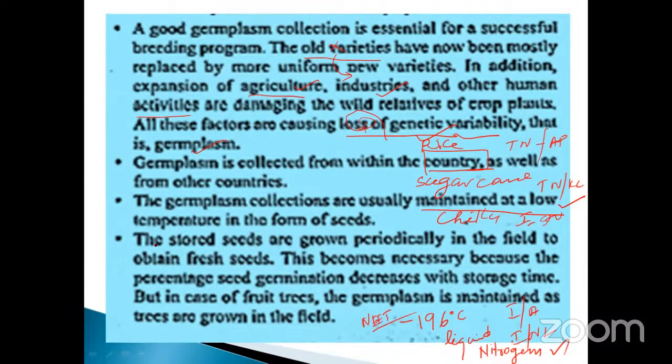And the next one is that the stored seeds are grown periodically in the field to obtain fresh seeds. This becomes necessary because the percentage of seed germination decreases with storage time. This is also very, very important. For example, during the time of cultivation, maximum 100% seed germination is there. In the lab, just imagine. Suppose it is cultivated in normal land, what happens? Only 50% germinate, 50% will be lost, like that, isn't it?